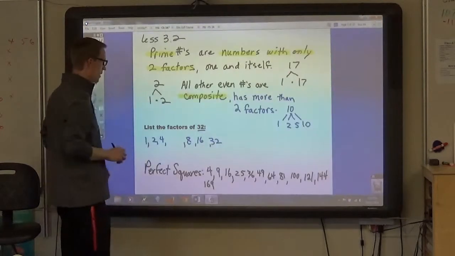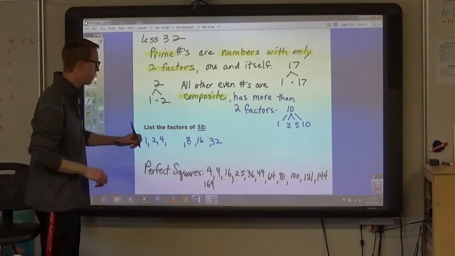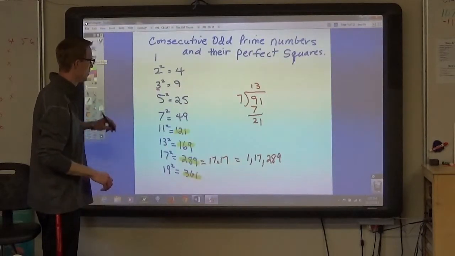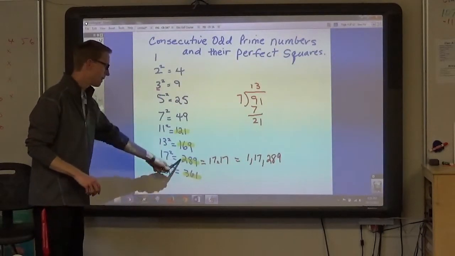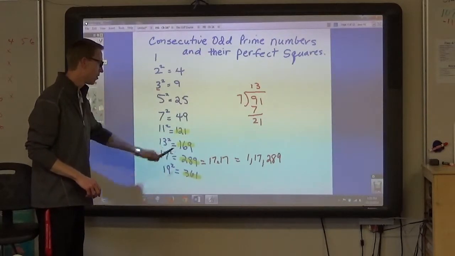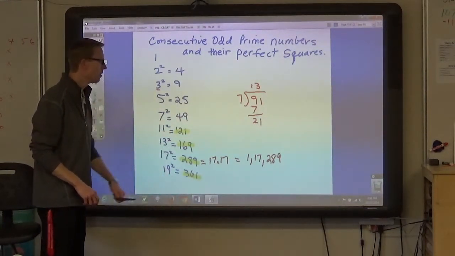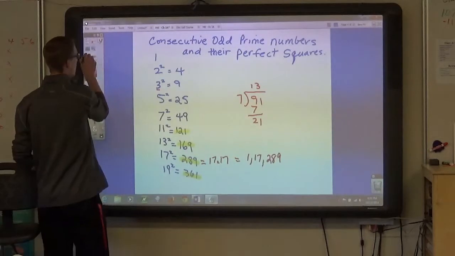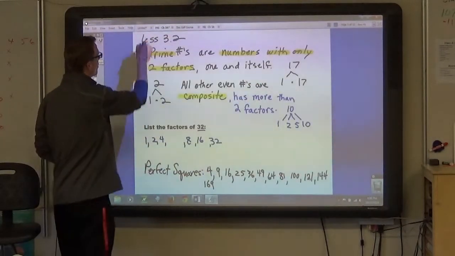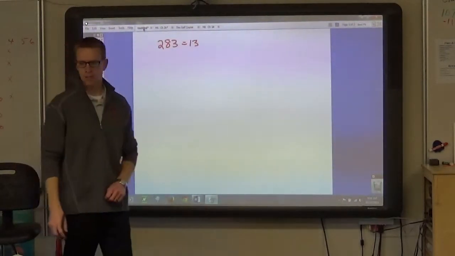So let's look at the list. Prime perfect squares. It's not divisible by 17, it's not 13, it's not 19. So that must be a prime number, okay?